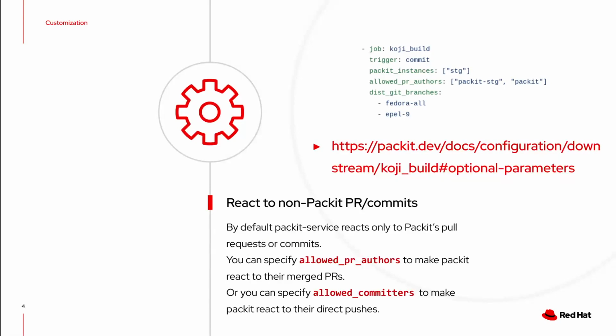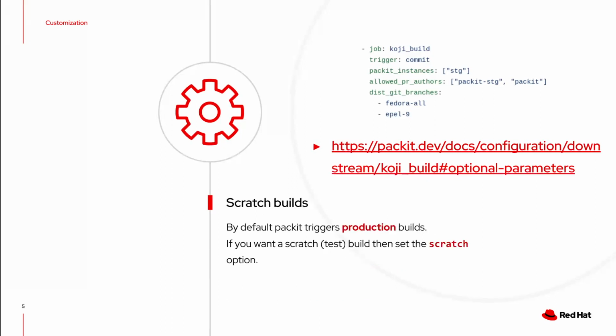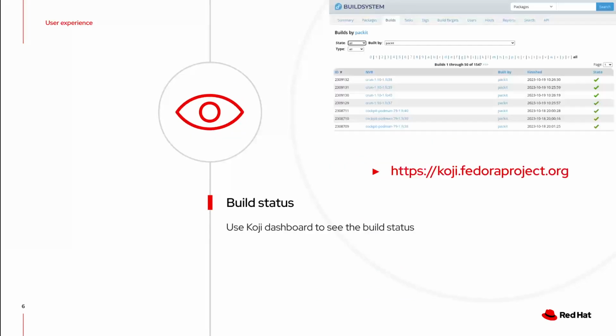By default, the service runs a Koji build only for the Packit merge pull requests or commits. But you can change this behavior by adding to your Packit configuration the allowed pull request authors or the allowed committers keys. By default, Packit runs production builds, but you can change this behavior by setting the scratch key.